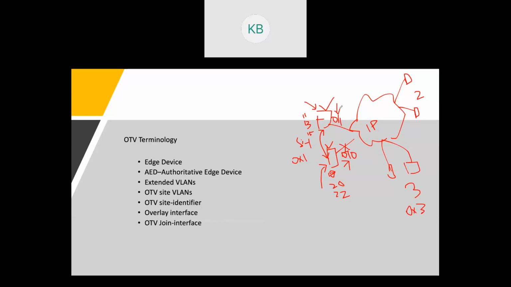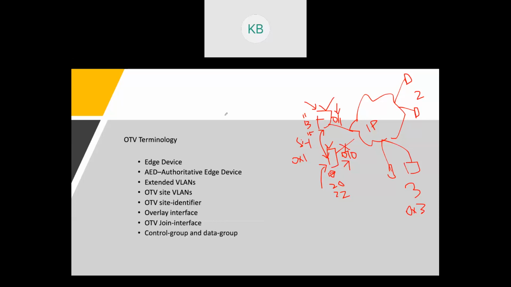Now, there are certain restrictions on different platforms. You cannot configure a loopback as a join interface. You might not be able to configure a VLAN interface as a join interface. So there are certain restrictions, but in most cases you are, of course, allowed to configure the physical interface, the layer 3 interface as a join interface, or maybe a port channel.